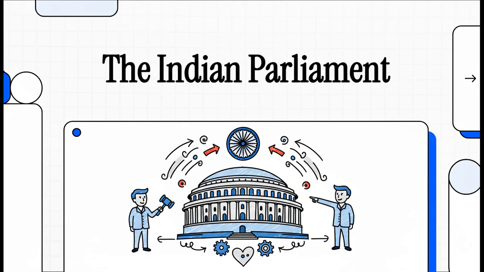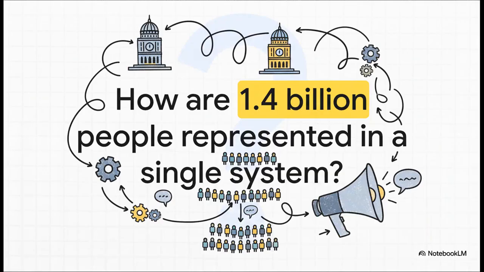All right, let's talk about the engine of the world's largest democracy, the Indian Parliament. This is it. This is the place where the future of over 1 billion people is debated, decided, and ultimately written into law. So let's dive right in. I mean, think about that for a second. How on earth do you give a voice to that many people?